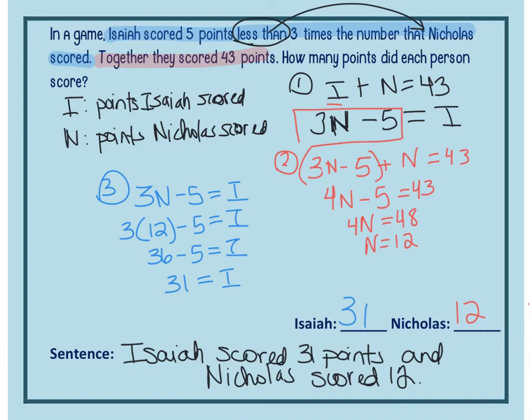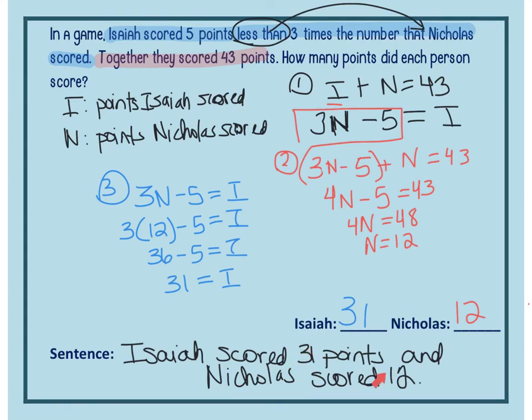Okay, so I took that and I substituted it back in, and I solved for n. Okay. So I could drop the parentheses because there's nothing in front of it. So I had 3n plus 1, and I got 4n. And I added 5, divided by 4, and I got Nicholas equals 12. Then I took this equation that was already solved for, and I brought it over here because I plugged in the 12 for Nicholas.